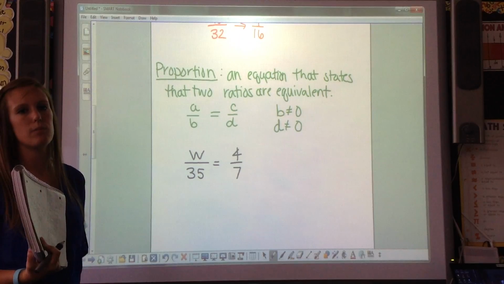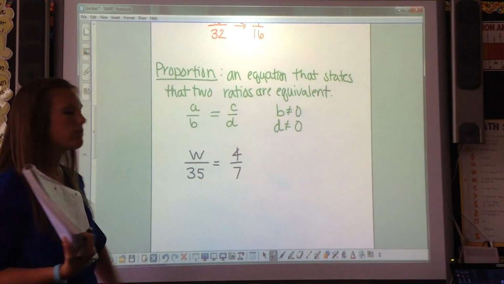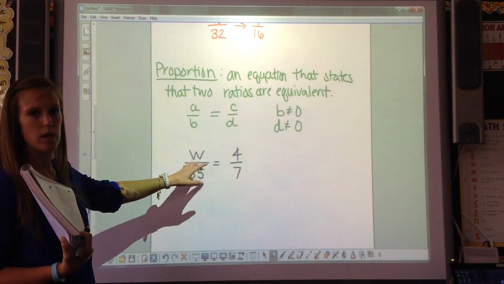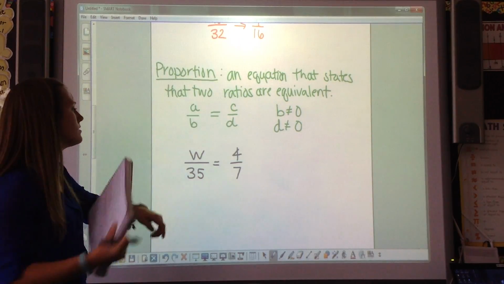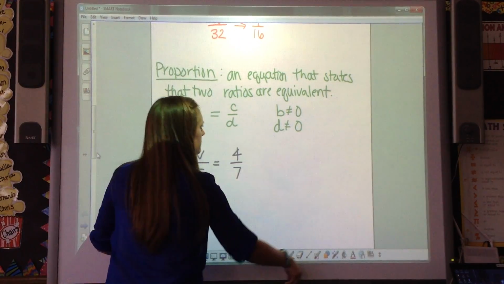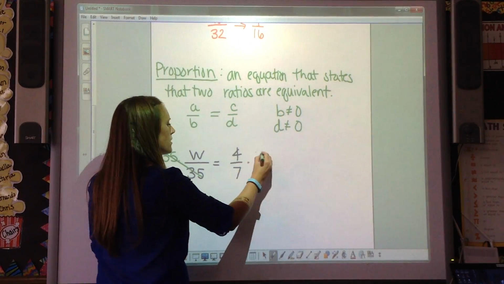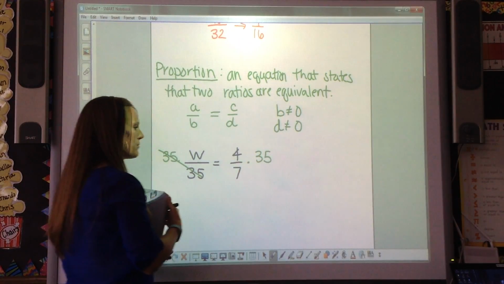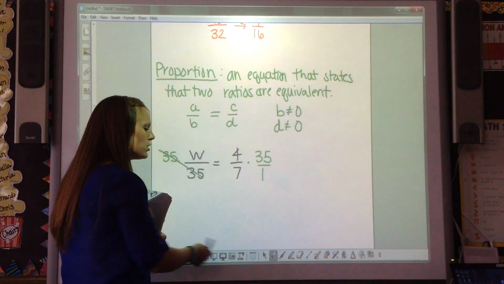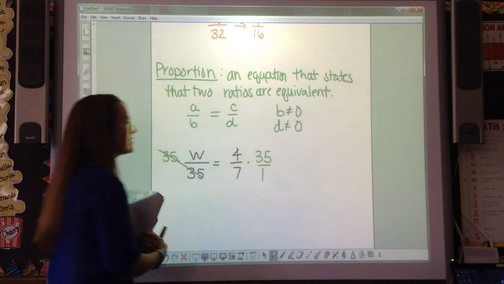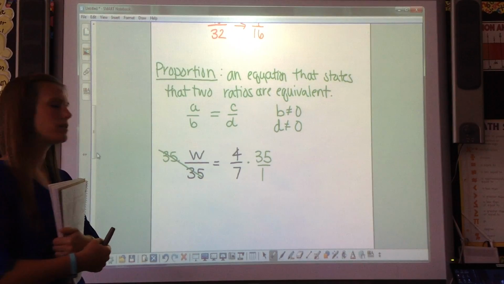My goal is to find W. And in an equation, when you want to find W, you're going to bring everything else away. You're going to get rid of it. They're dividing, so I'm going to multiply. Whatever I do to one side, I do to the other. Okay, so now I'm going to turn this into a fraction. And I could multiply straight across. I could do 4 times 35 in the numerator, and then I could work with the denominator.